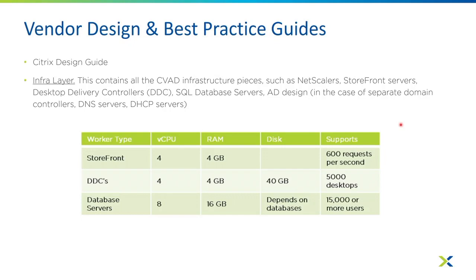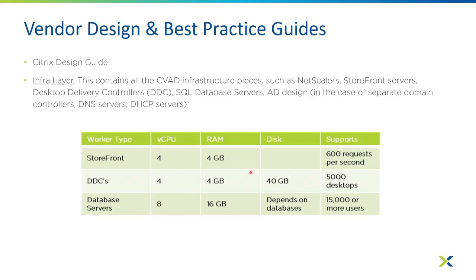We also look at vendor design and the best practices. This is based on information taken from the Citrix design guide, the Citrix VDI design guide, talking about the infrastructure layer. I mentioned earlier that often gets overlooked. This is talking about all the pieces that are required to be able to run your virtual apps and desktop infrastructure. So your NetScalers, StoreFront servers, the delivery controllers, I think they're called nowadays. When I used to work there, it was desktop delivery controllers, your database servers, Active Directory design, stuff like that.